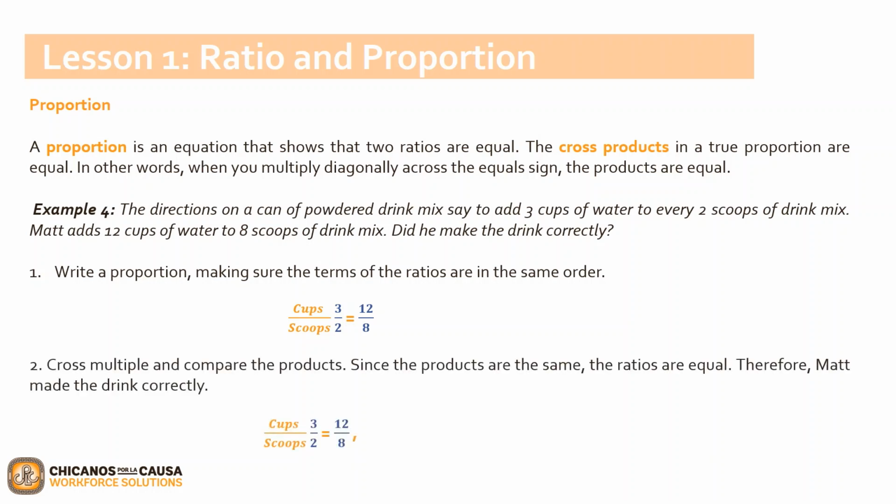Second, we would cross multiply and compare the products, as shown here. When we cross multiply, we have 3 times 8 equals 24, 2 times 12 equals 24. Since the products are the same, the ratios are equal. Therefore, Matt made the drink correctly.